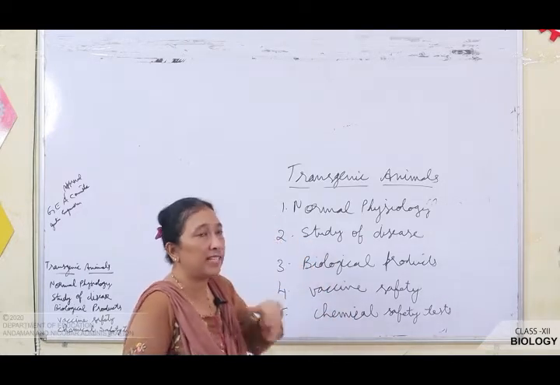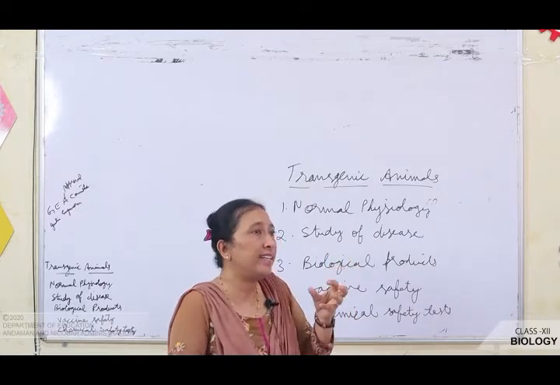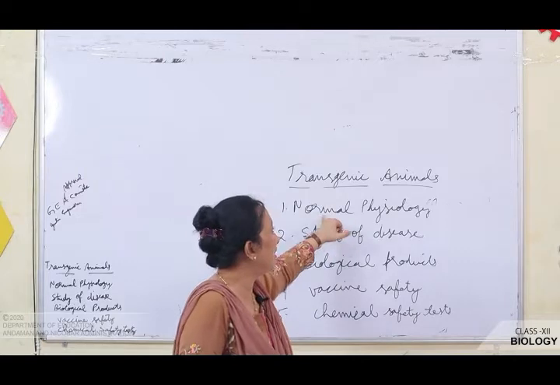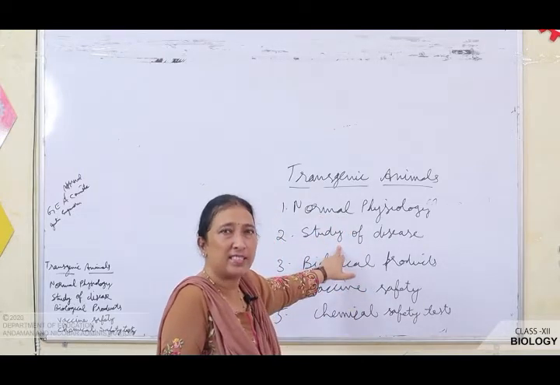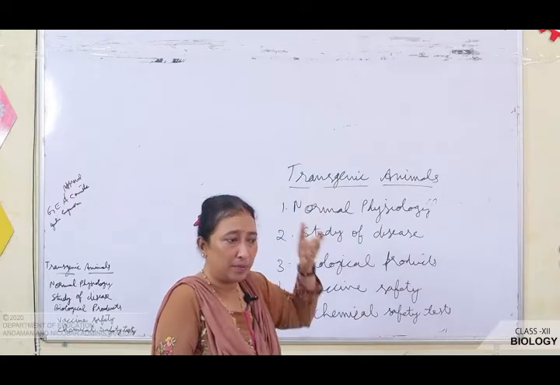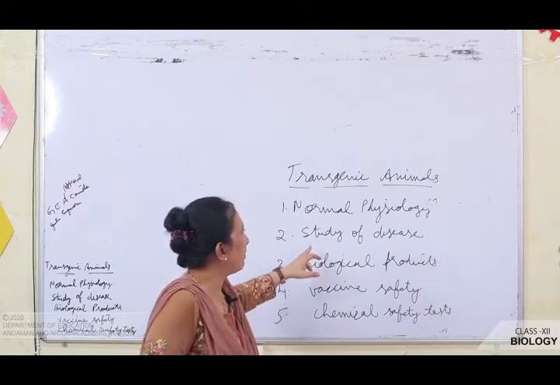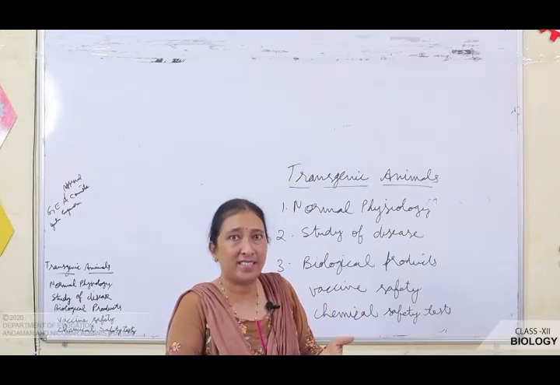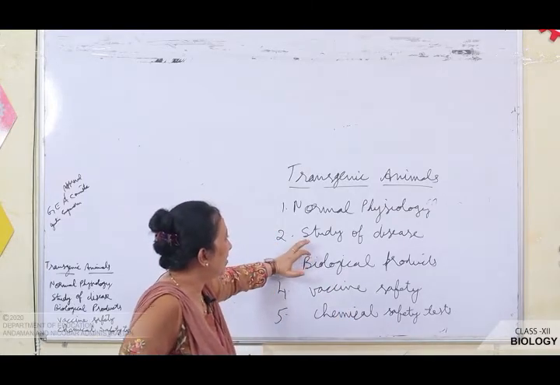Second, study of disease, like we did with insulin. For every disease, like cancer, hepatitis, even AIDS, the study is done on an animal. So basically we are using transgenic mice for the study of various diseases.